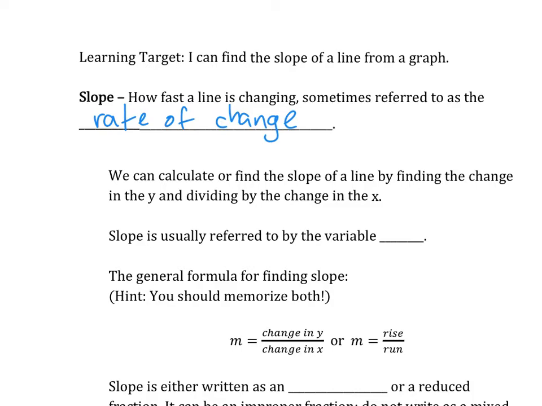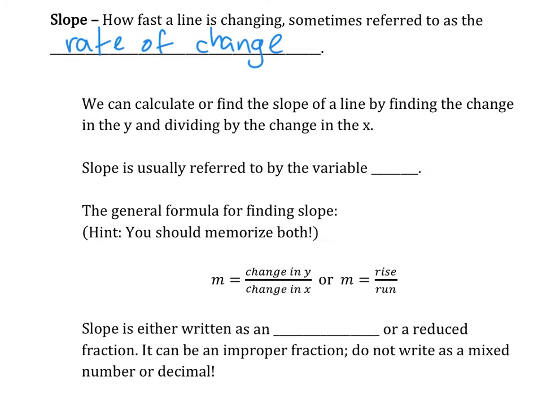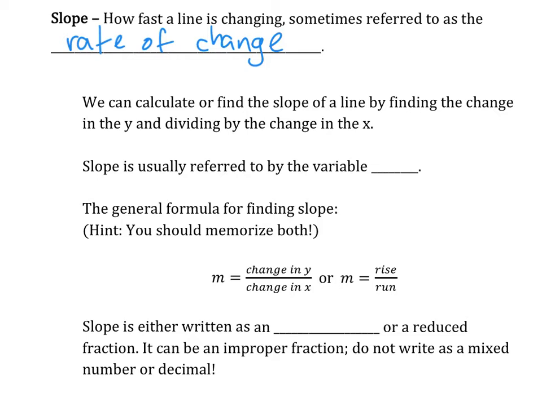We can calculate or find the slope of a line by finding the change in the y and dividing by the change in the x. Slope is usually referred to by the variable m. We use the variable m, and that's going to mean slope. Think of y equals mx plus b, right? m would be our slope in that case.